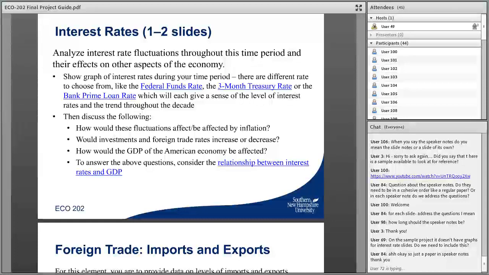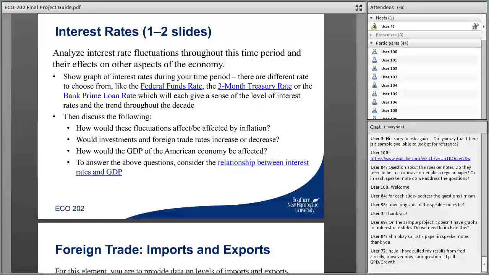Jillian, the speaker notes don't have a specific length. If they're comprehensive and they answer all the content required by the rubric, they can be short but comprehensive. So there isn't a length.